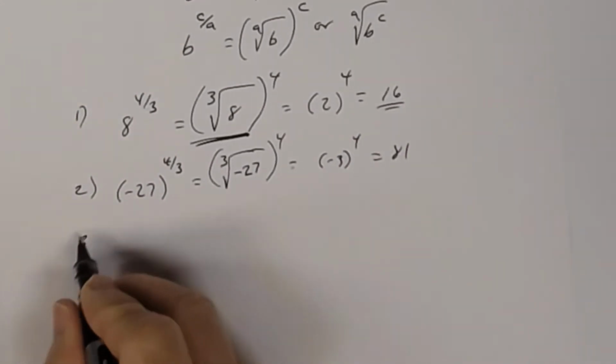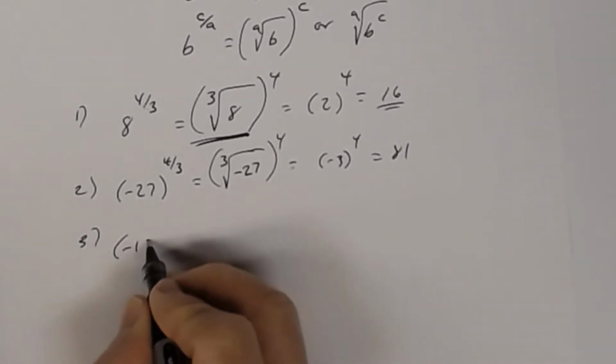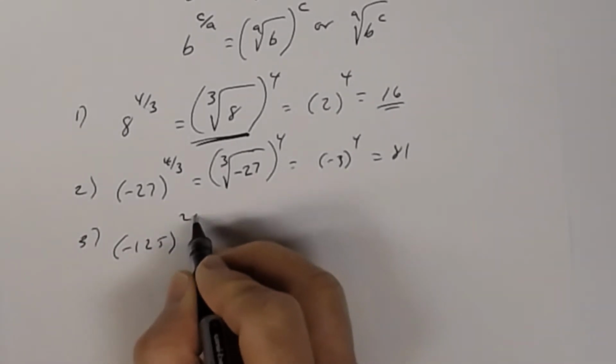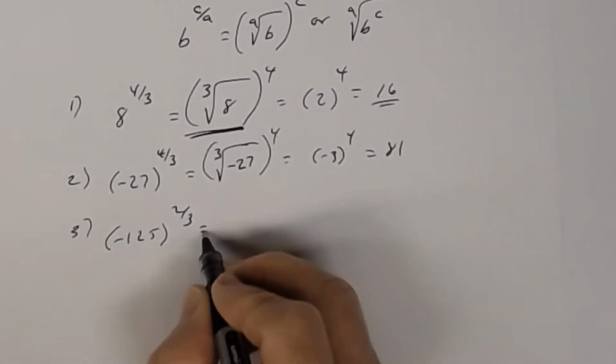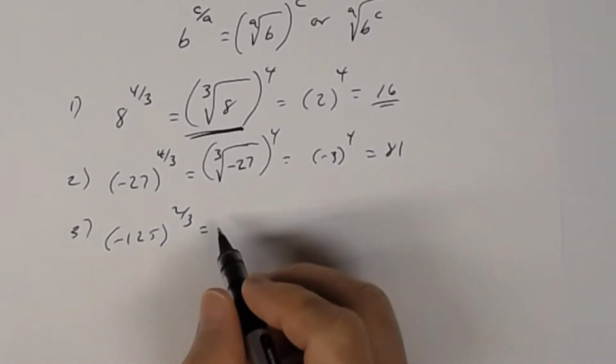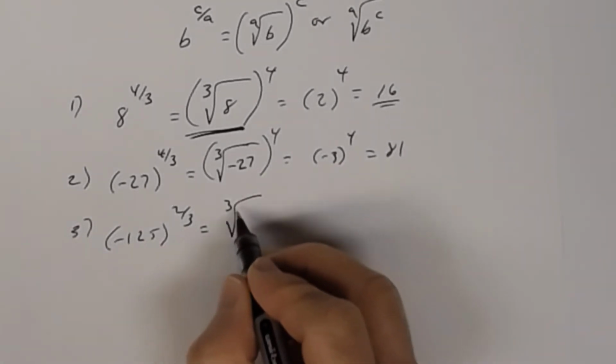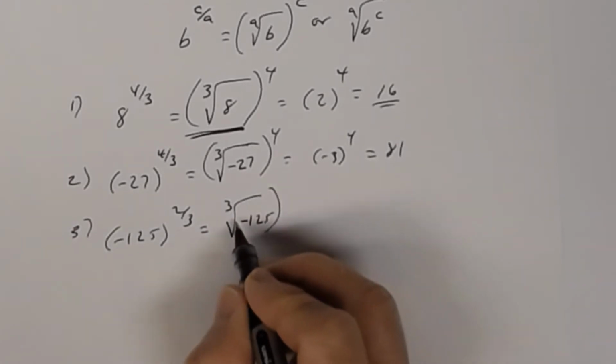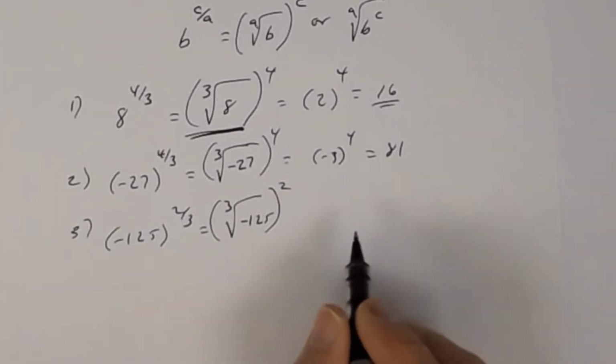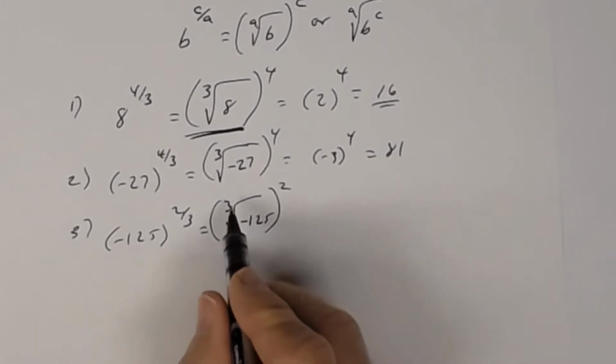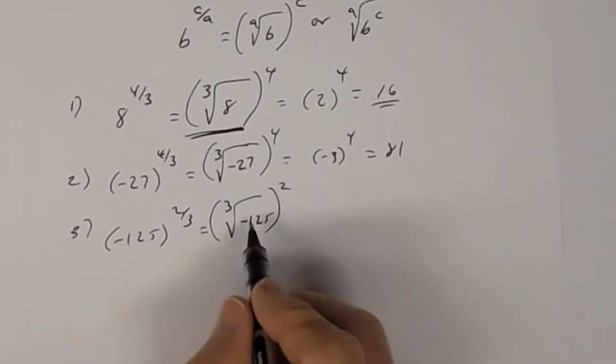Number 3, you have negative 125 raised to the 2/3 power. So for my radical notation, you're going to say the cube root of negative 125, all raised to the second power. All right, let's think about what the cube root of negative 125 is. So that's going to be negative 5, right?